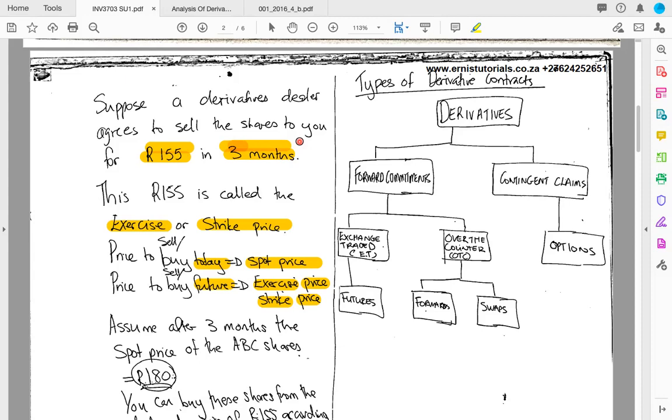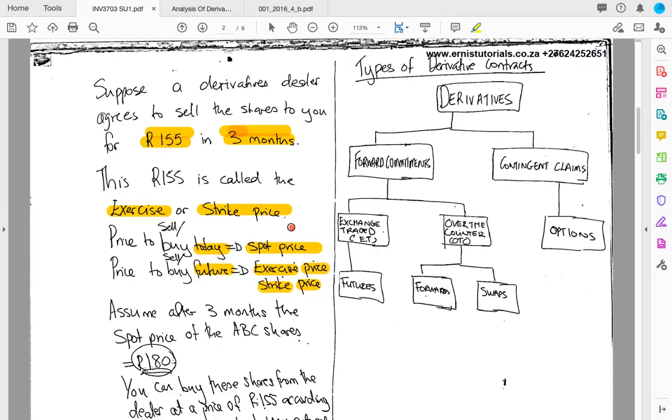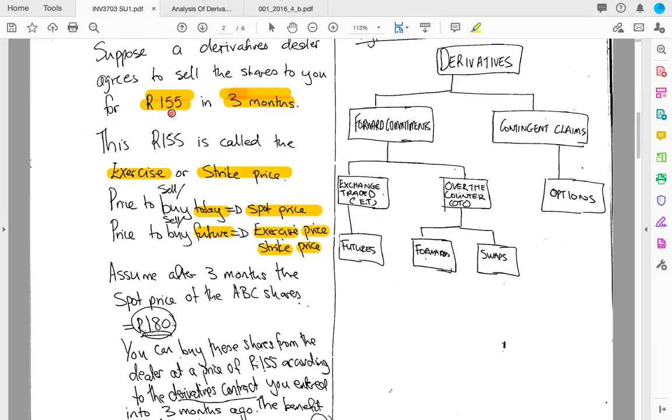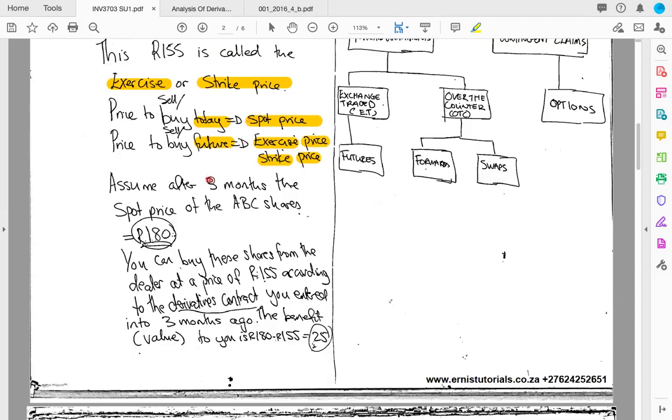And when we talk about an exercise price or a strike price, we're talking about the price of the asset, the price that we agree to buy or sell the asset at sometime in the future, right? So still looking at this example, whereby you agree to sell your shares for 155 Rand in 3 months, assume that after 3 months, the spot price of the ABC shares is 180 Rand, right?